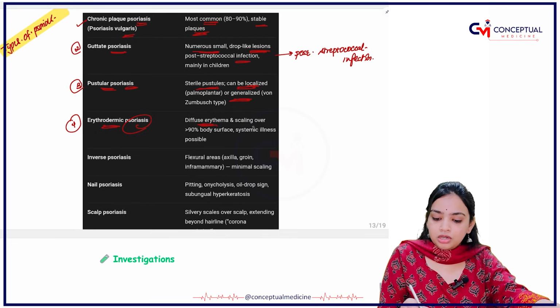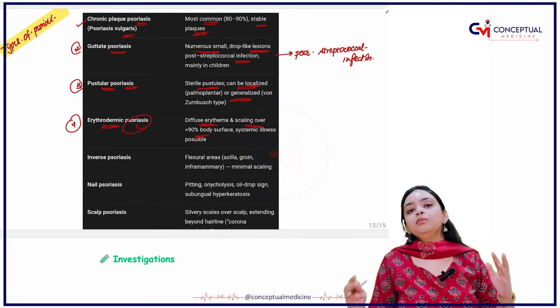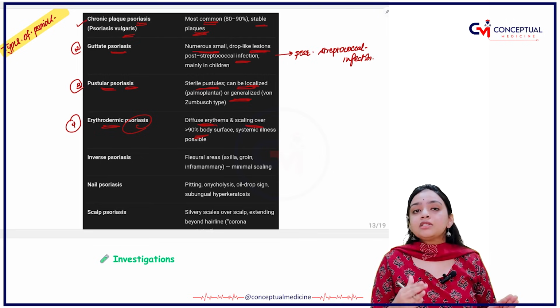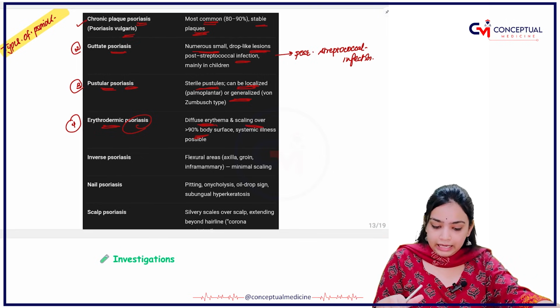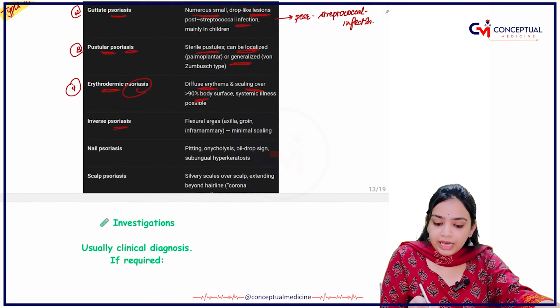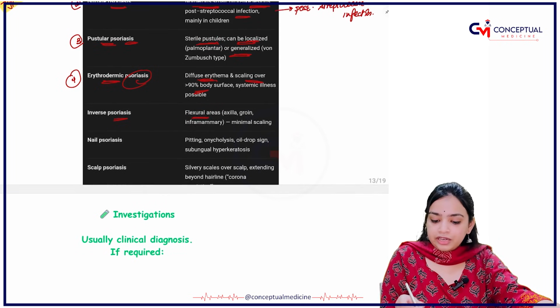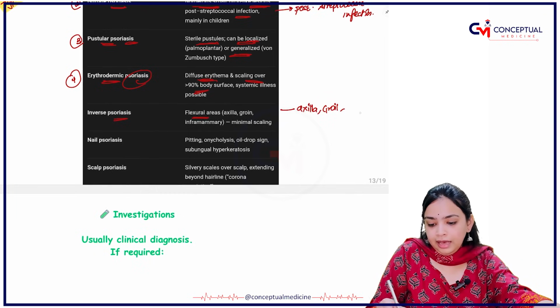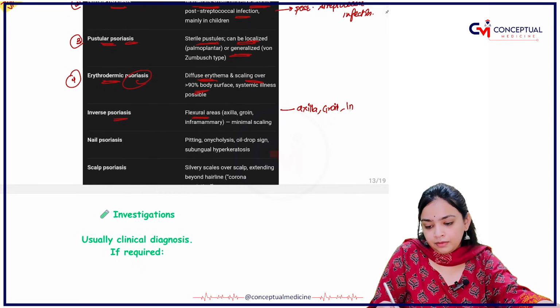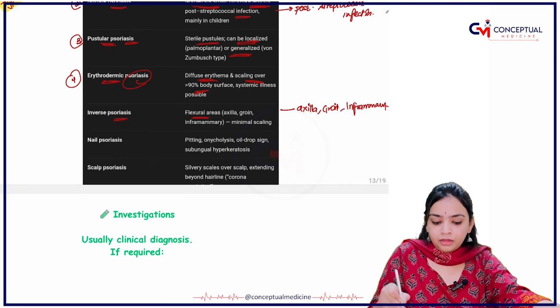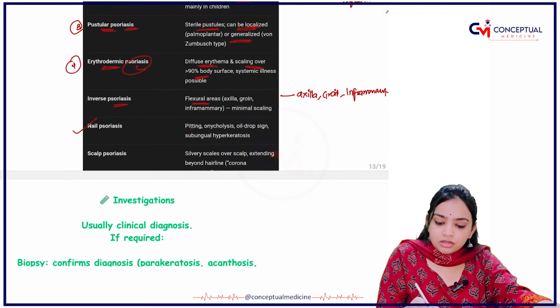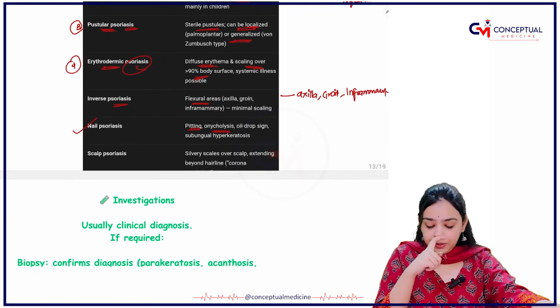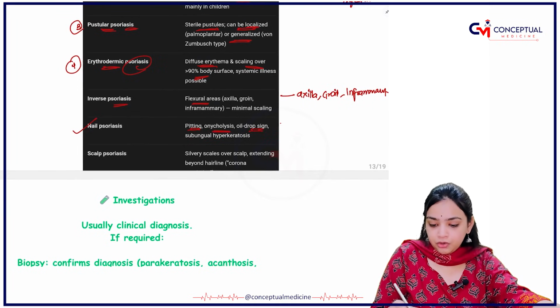It is diffused erythema and scaling is present in more than 90% of the body surface area. Then you have the inverse psoriasis. It is found in the flexure areas like your axilla, like the groin, and like the inframammary area. Nail psoriasis, there will be pitting, there will be onycholysis, and there will be oil drop sign.